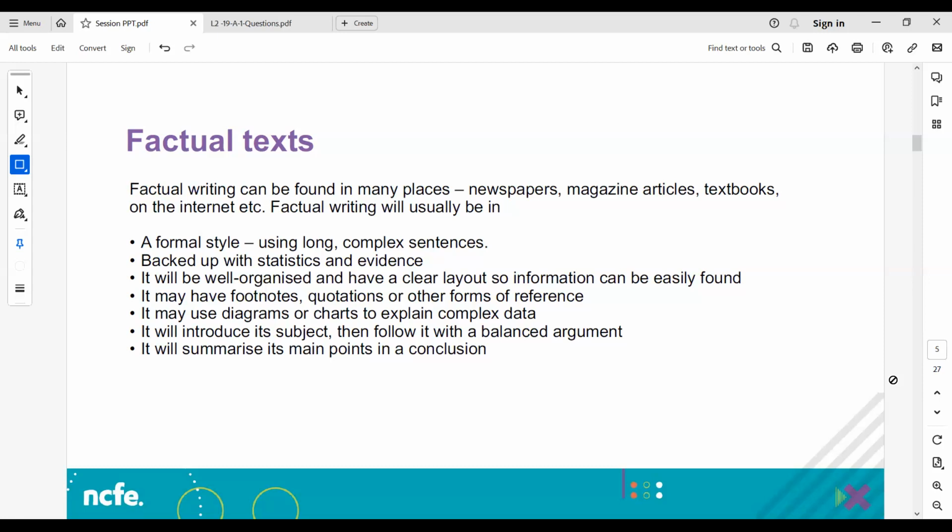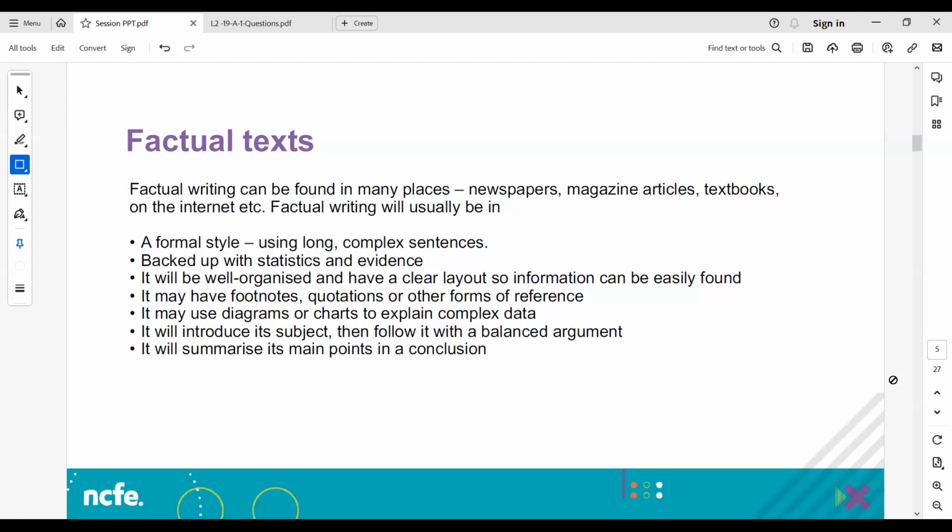So it will refer to other factual texts. So it might be other things that have been written about this subject. So it's using evidence, and it might have quotations from different people. Diagrams and charts. So again, like with statistics and evidence, those representations of numbers or graphs are a good indication of a factual text because it's showing you data.